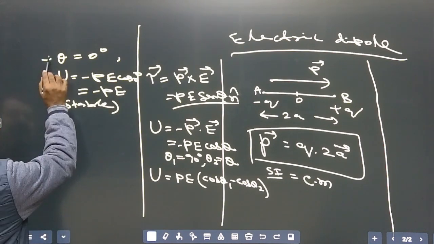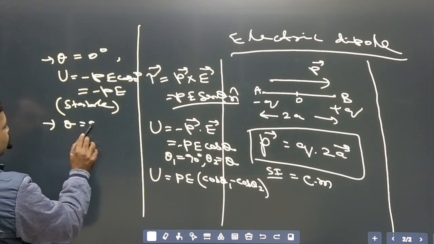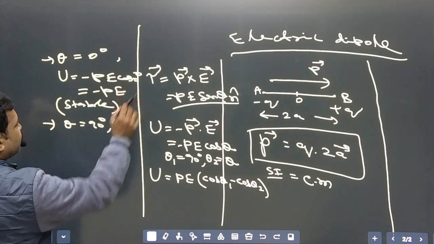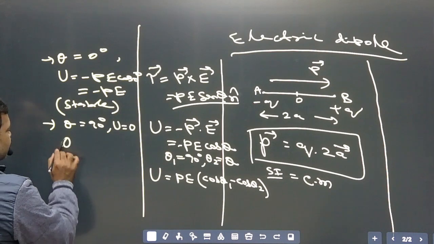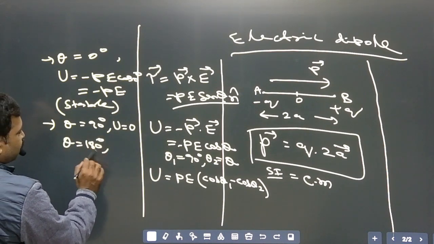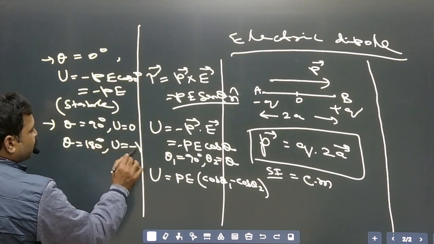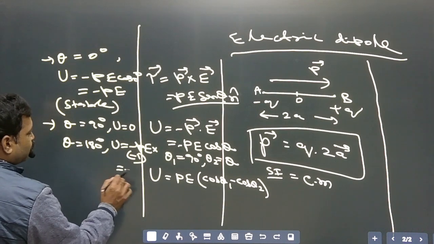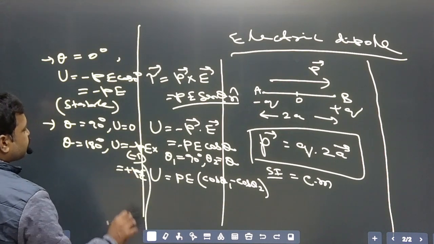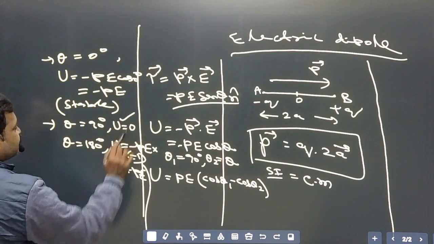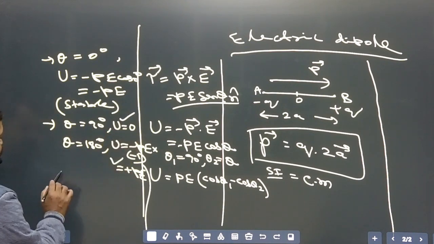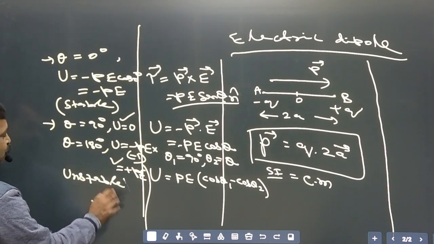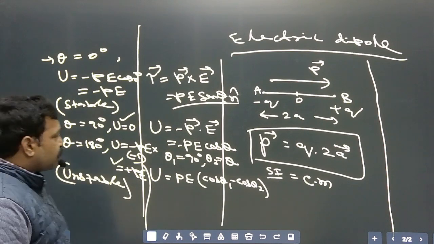Whereas if theta is equal to 90 degrees, then the potential energy is equal to 0, because cos 90 degree is equal to 0. Similarly, if theta is equal to 180 degrees, U will be equal to minus P E cos 180 degree, and the value of cos 180 degree is minus 1, so this will be plus P E. So in this case, when the potential energy is 0 or positive, the type of equilibrium will be unstable equilibrium. You can find these types of questions in your MCQ.